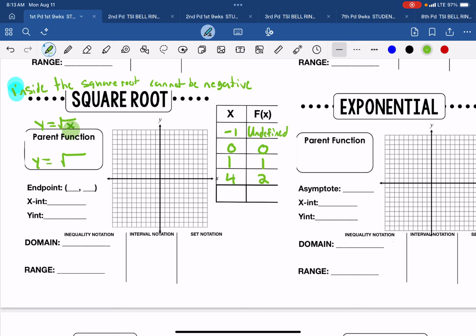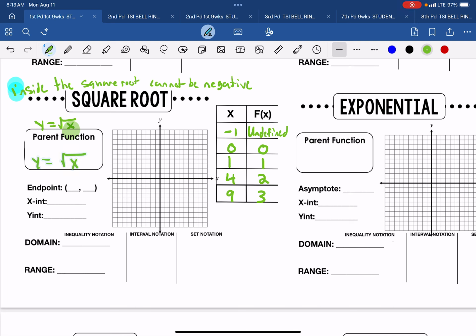What's the next perfect square? If you did not know, you can look in the back of your bookmarks, and there's the perfect square table and perfect cube table as well, in case you need them. And you'll notice that the next one is 9. Square root of 9 is 3. That is our table. All right. So our parent function is y is equal to square root of x. And then we could find more points if we go along and do that.